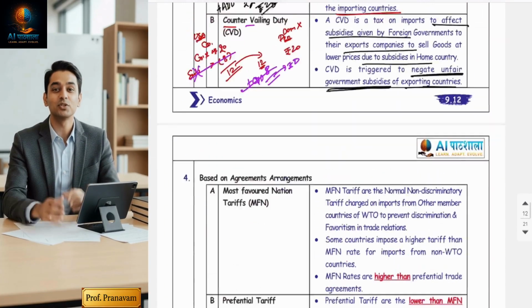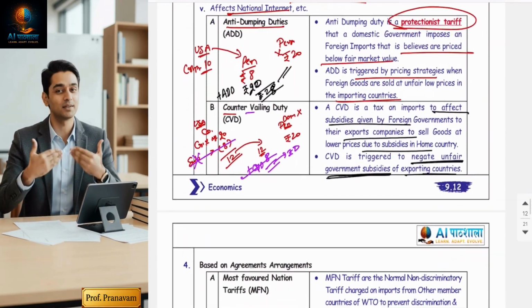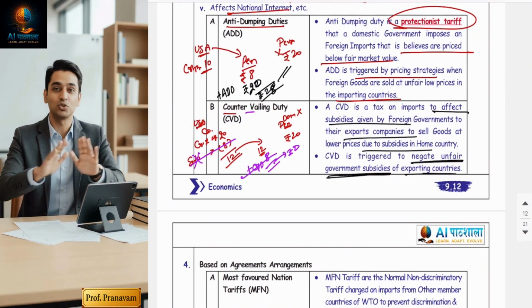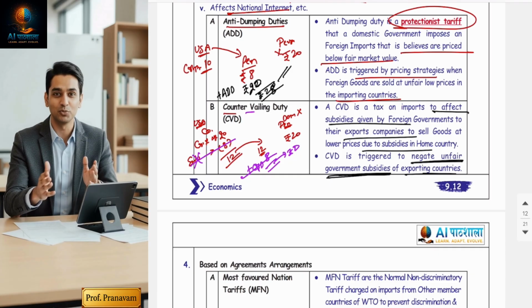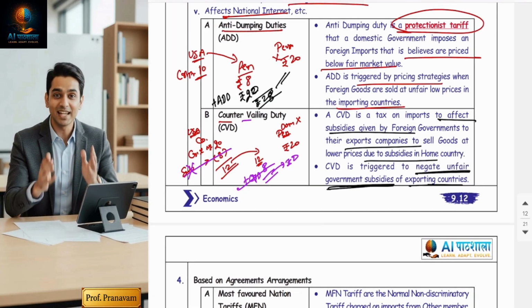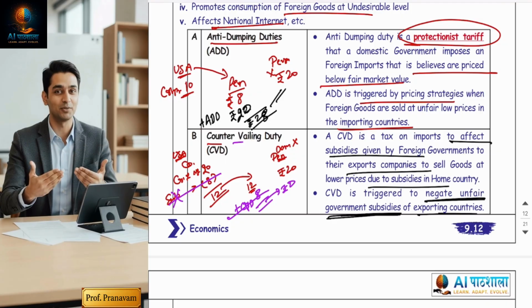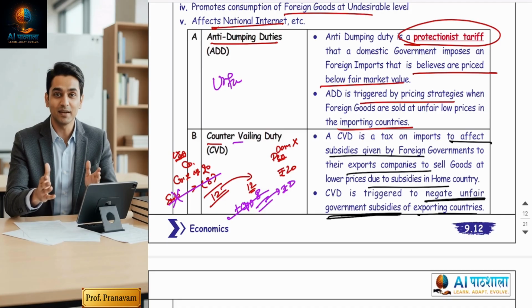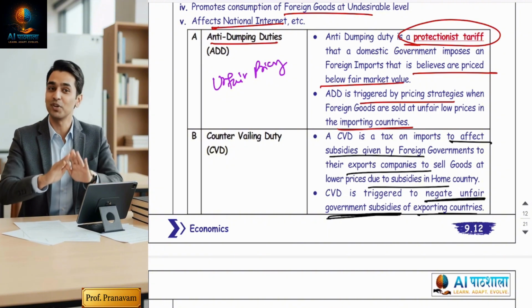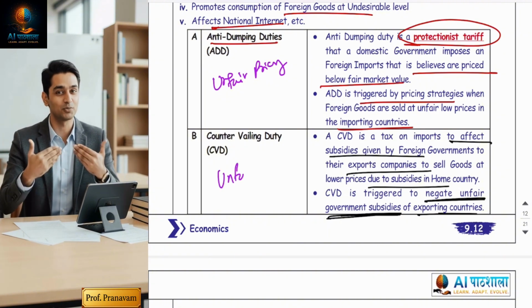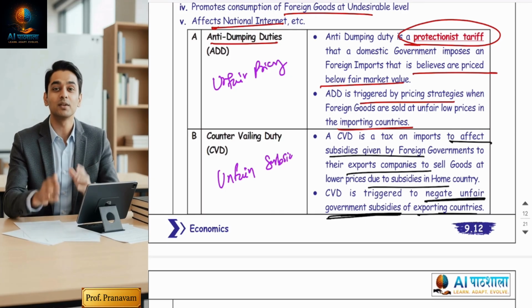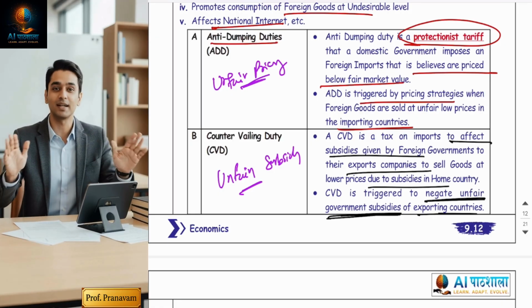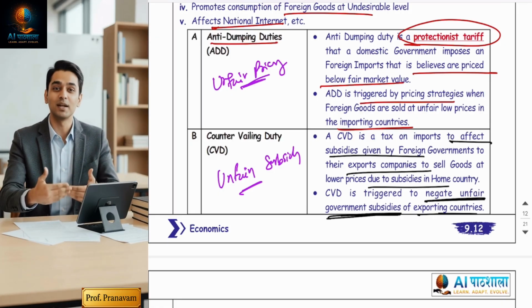Yes, sir. Now, two tariffs are anti-dumping duty, that is ADD, and CVD. Now you will get confused, sir, what is the difference between ADD and CVD? Now understand, ADD is charged to protect from unfair pricing. This is the basic difference. And CVD is charged to protect from unfair subsidies. One is to protect against unfair pricing, another one is to protect against unfair subsidies. Okay, this is the one line difference.